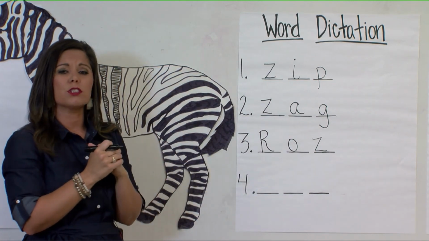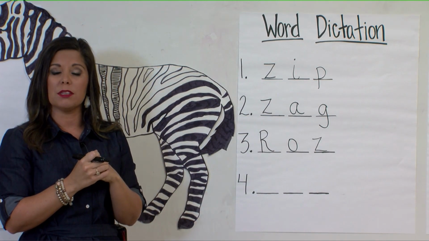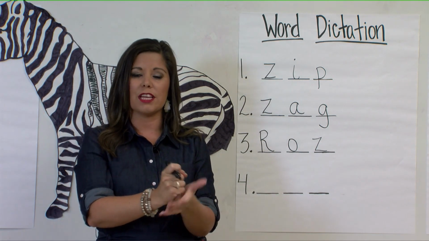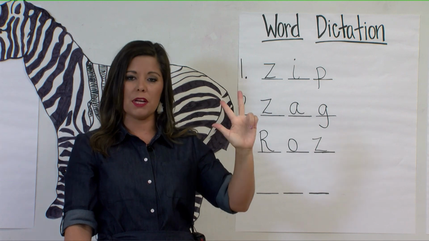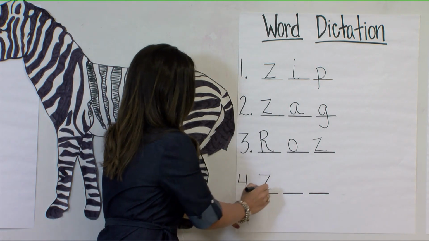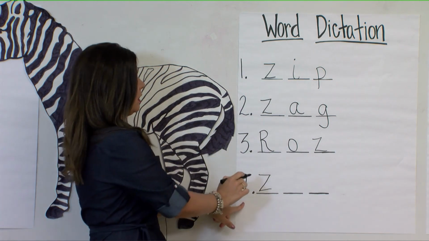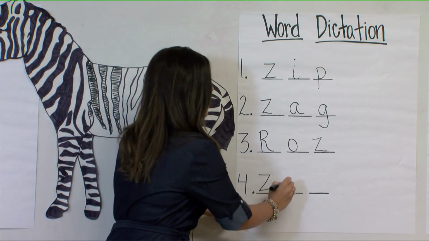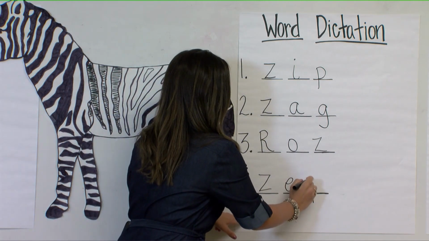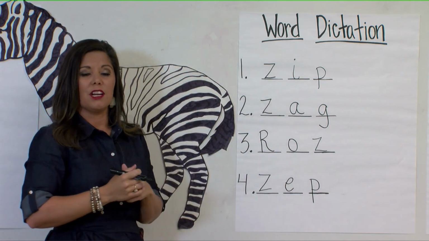And this last one we're going to do, this word is zip. Zip. Pound it, zip. And finger tap. Zip. Zip. Let's write this one together. Z, and make sure we're forming those Z's correctly. Z, and P. Zip. Very good.